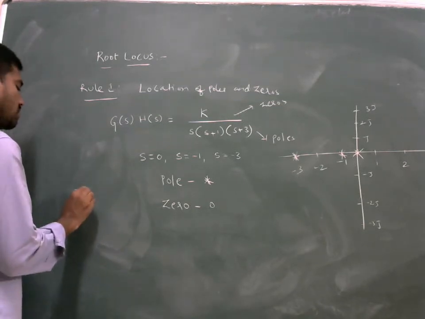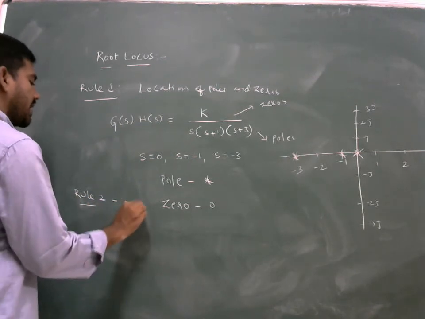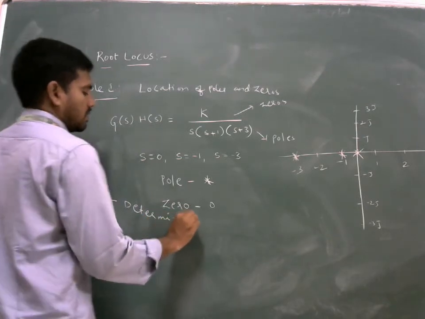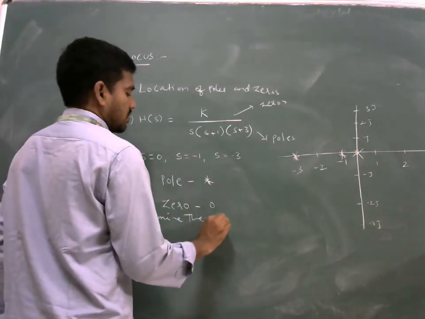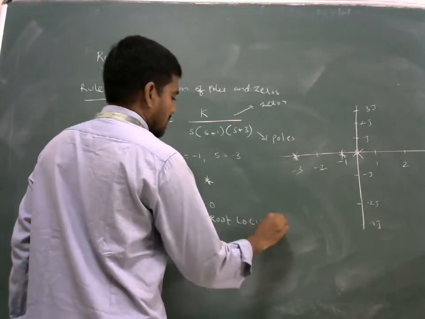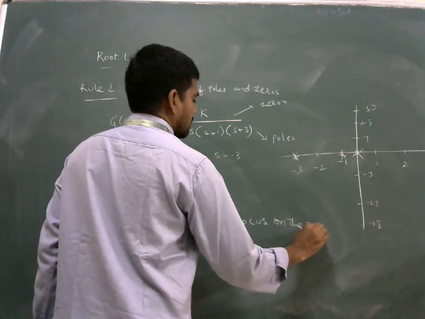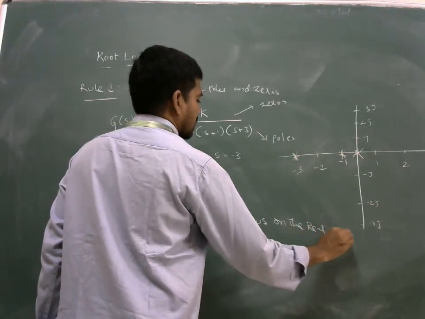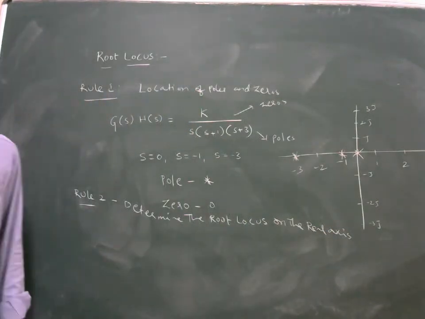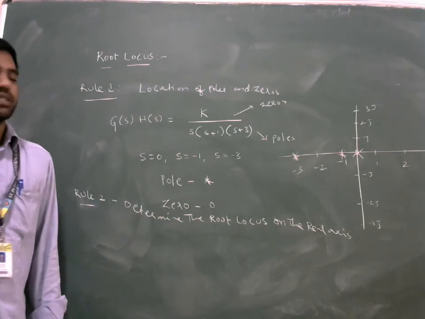Rule 2 is: determine the root locus on the real axis. It is very important.